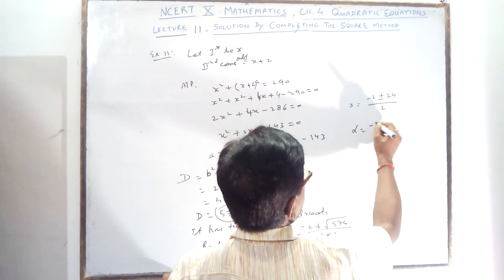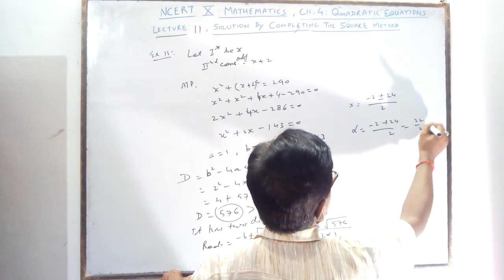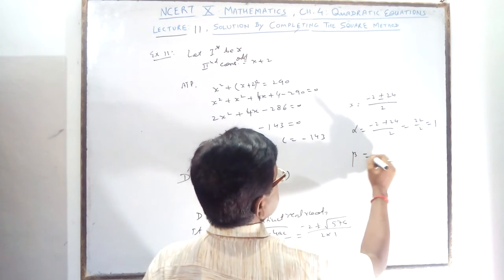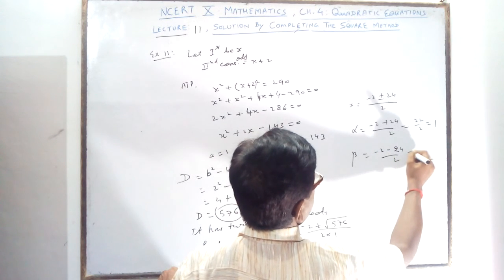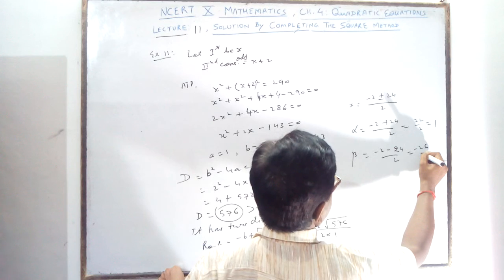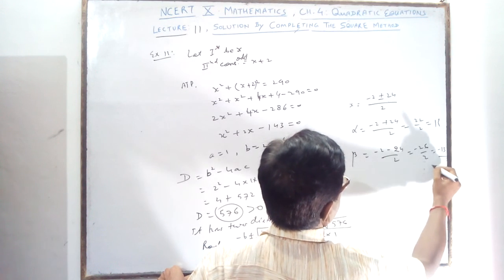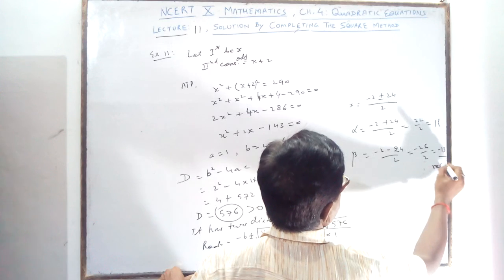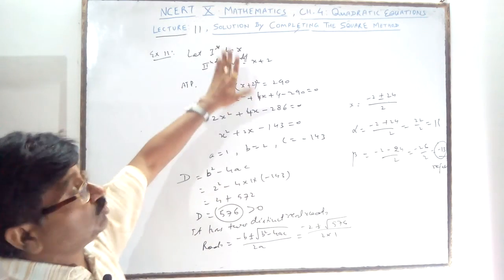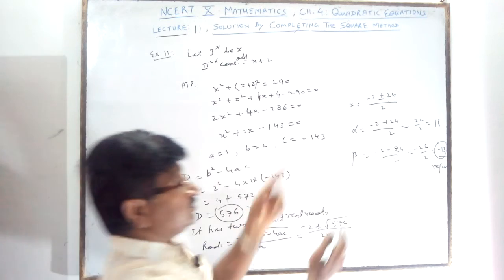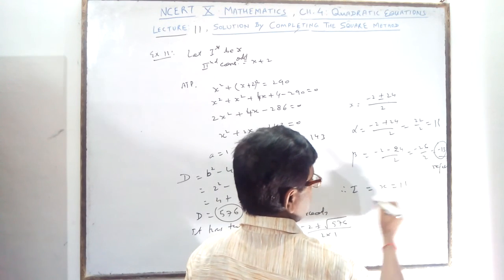Alpha is equal to minus 2 plus 24 by 2. What are you getting? 22 by 2, 11. Beta is equal to minus 2 minus 24 by 2, that is minus 26 by 2, minus 13. So it will be rejected. Why reject? One answer I will reject because it is negative. Your question is find the two positive odd integers. Positive is 11. Therefore first is x is equal to 11.